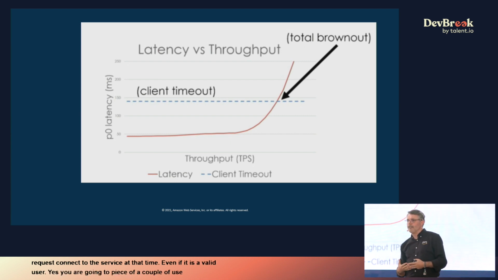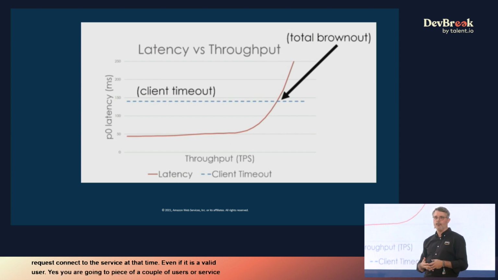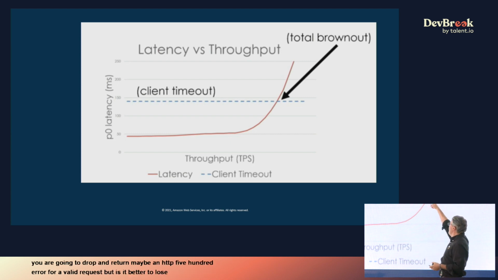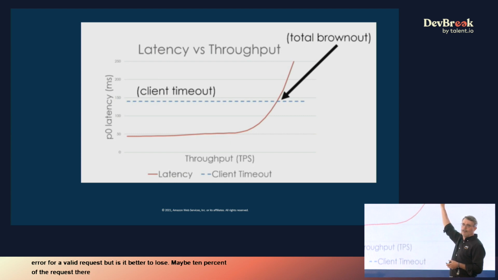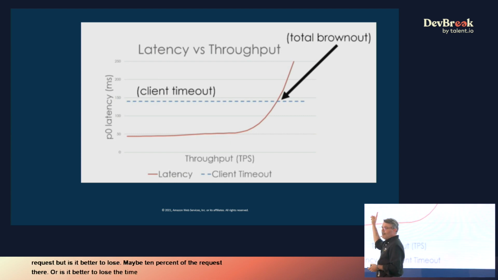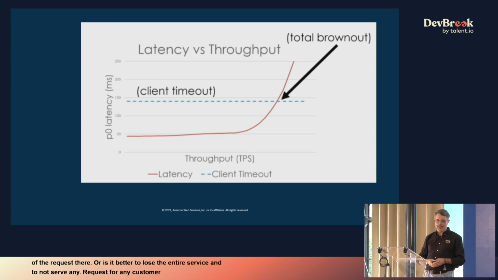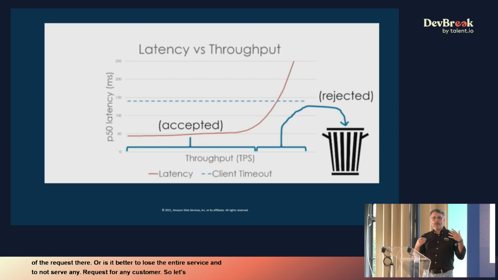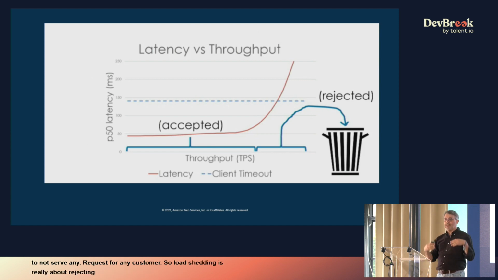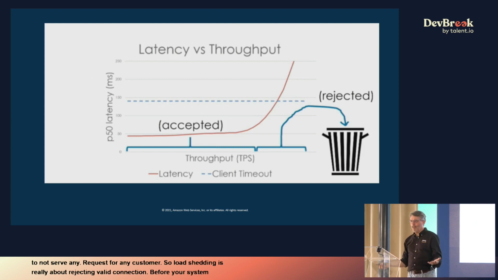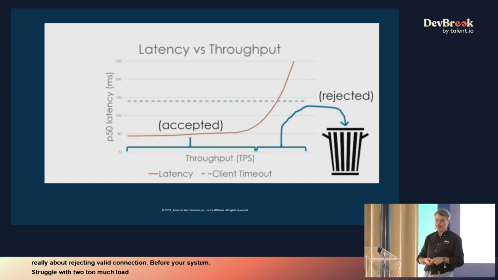And yes, you are going to piss off a couple of users or services using your backends because you are going to drop and return maybe an HTTP 500 error for a valid request. But is it better to lose maybe 10% of the requests there, or is it better to lose the entire service and not serve any request for any customer? So load shedding is really about rejecting valid connections before your system struggles with too much load.